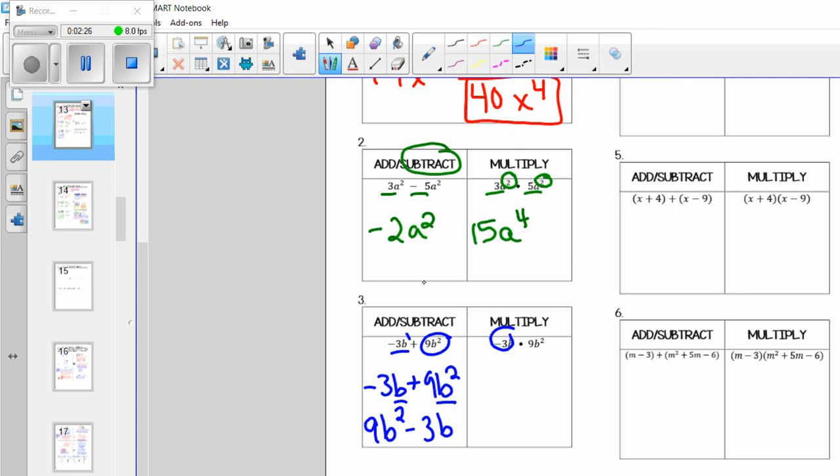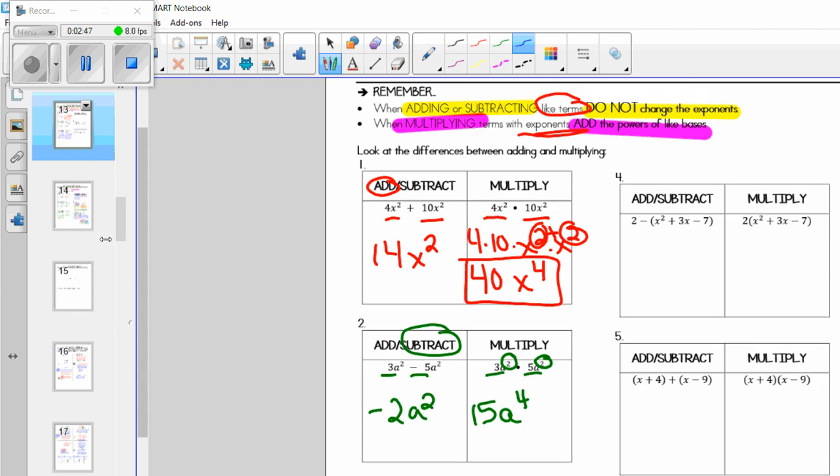Negative 3b times a 9b squared for when we multiply would be negative 3 times 9 times b squared. So negative 3 times 9 is a negative 27, and this b to the first times b squared is a b to the third for my final answer.